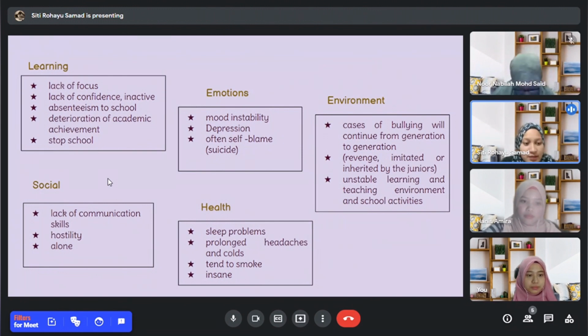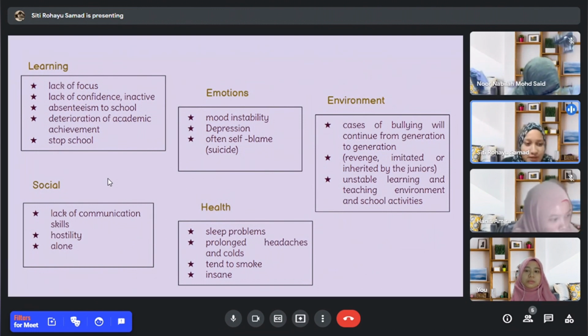And then this bullying also affects the social aspect among the students, like these students will have a lack of communication skills. They don't know how to interact with others, or they find it hard to trust the people around them, and it will tend to hostility among them. And these students prefer to be alone even if not by their will.